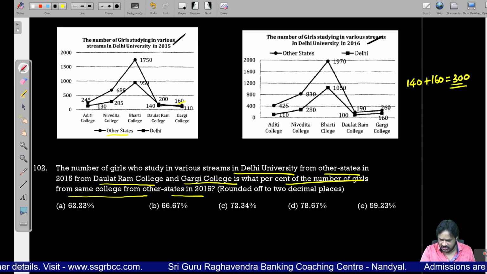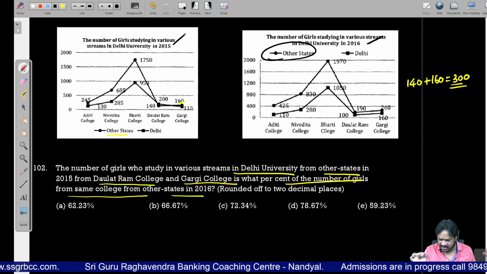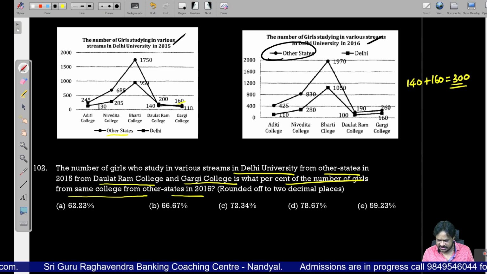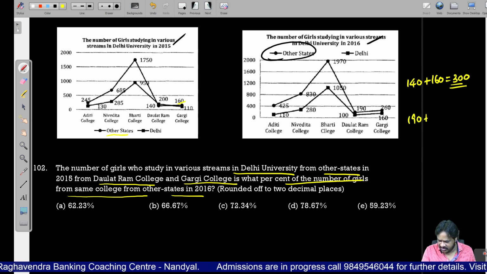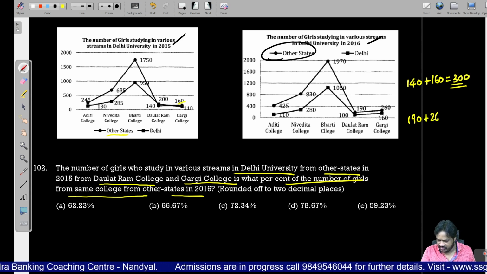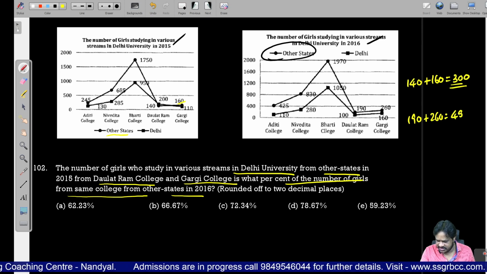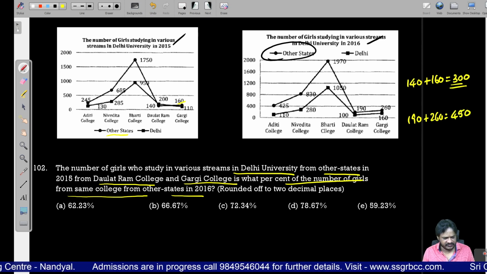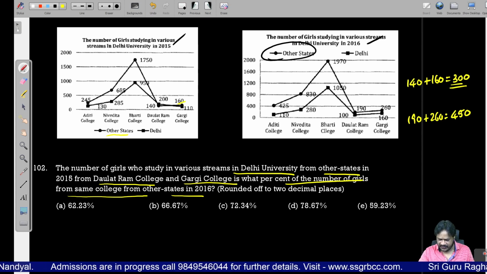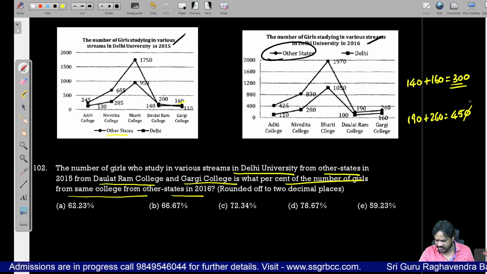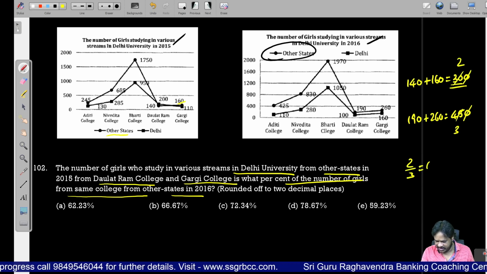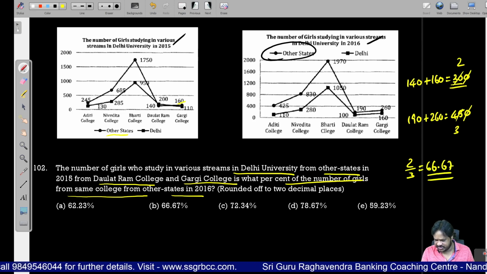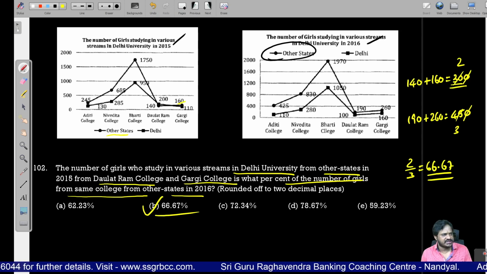Then it is what percent of girls from the same colleges from other states in 2016. Now this is 2016. Other states means you have to take the dot value. Same two colleges. Daulat Ram College we have 190. Gargi College we have 260. Total is 450. Now the question is, 300 is what percent of 450? You may cancel the 0. 2 by 3 is always equal to 66.67. Option 2 is the correct answer.